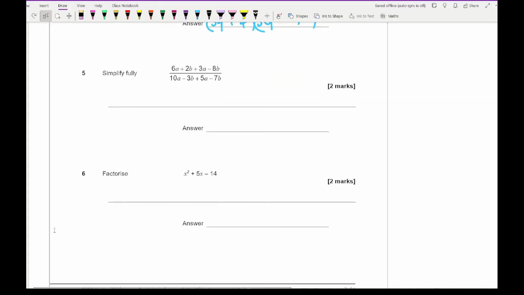For question 5, it says simplify fully. So again, looking at the numerator and denominator as two separate things. Let's change colour pen. So here we've got 6a plus 3a, which is 9a. And then we've got 2b minus 8b, which is minus 6b. Then at the bottom, we've got 10a plus 5a, which is 15a. And then we've got 3b take away 7b, which is minus 10b.